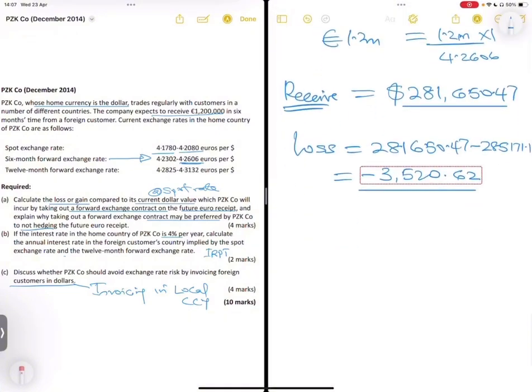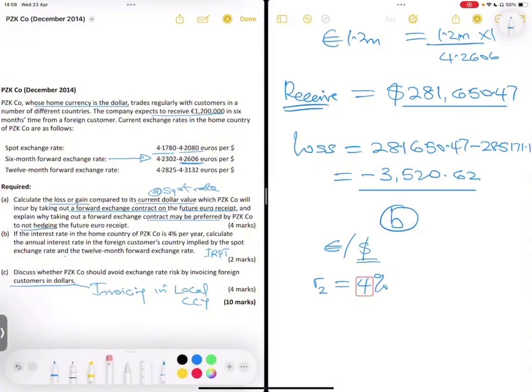Okay, so that's the A part of the question. Let's look at the B part. The B part says that if the interest rate in the home country, which means US, is 4, so we have the quote that is euro slash dollar. And they are giving us the second currency. So the second rate is 4%. That's what they are telling us. This one.